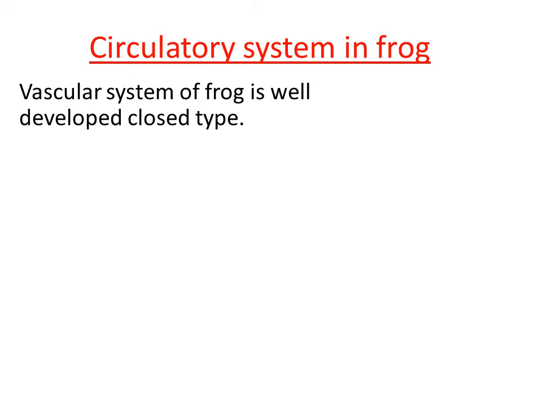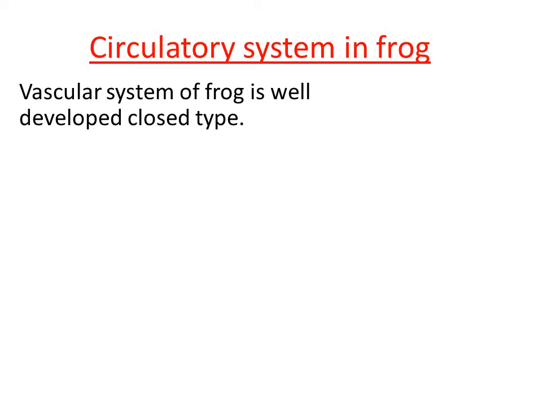What do you mean by closed type of circulatory system? So circulation of body fluid is confined here. That means the body fluid is not present in the body cavity region. Instead of that, the circulation of body fluid takes place between the heart and blood vessels. Clear? So because of this, it is called a closed type of circulatory system.